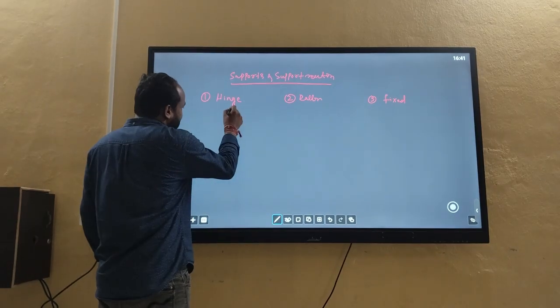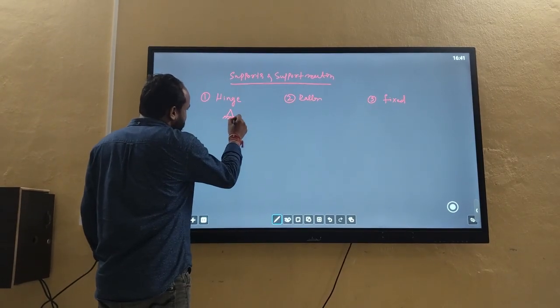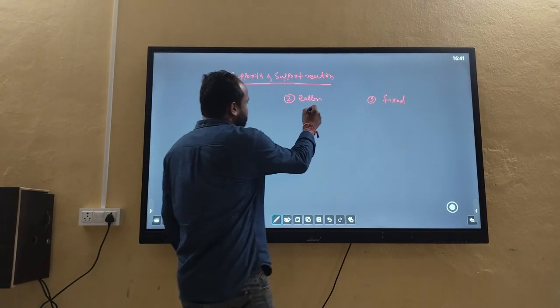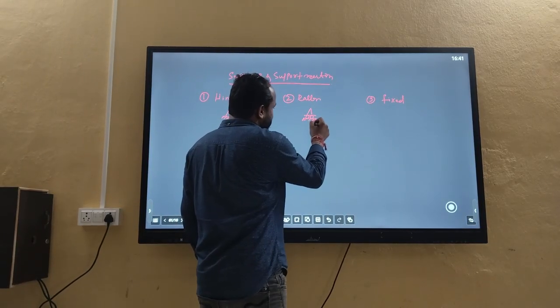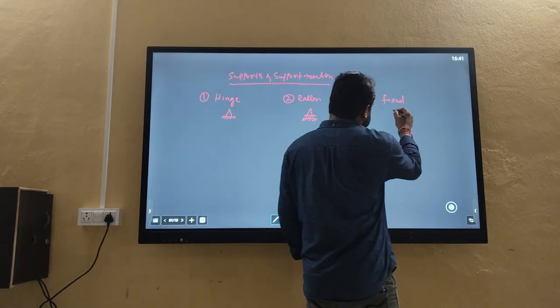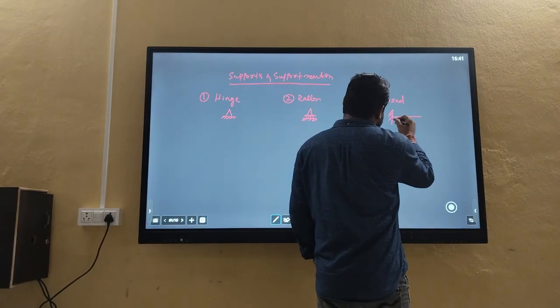Hinge looks like this, and roller, and fixed, like this.